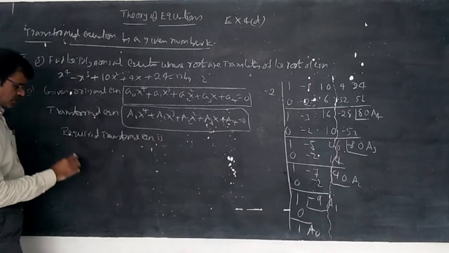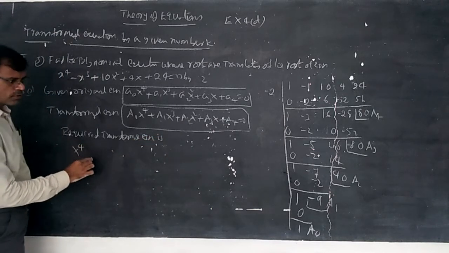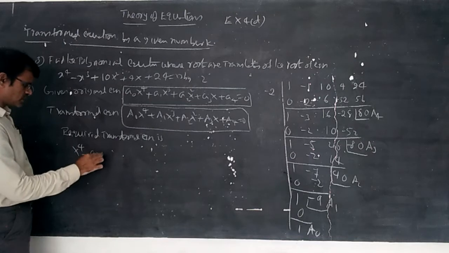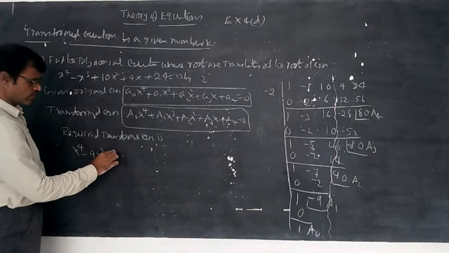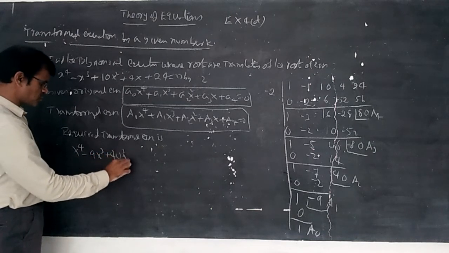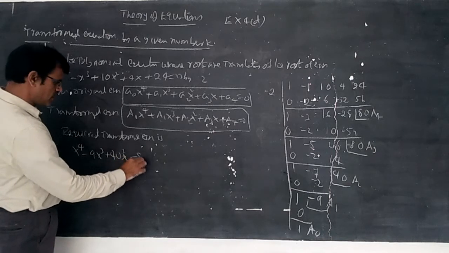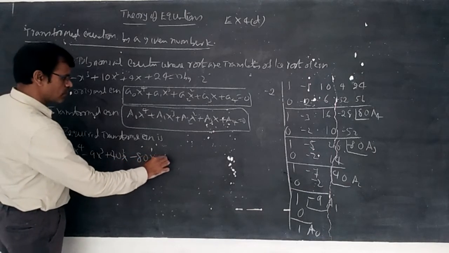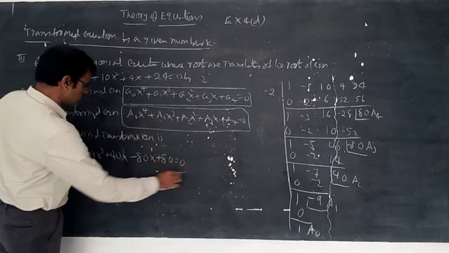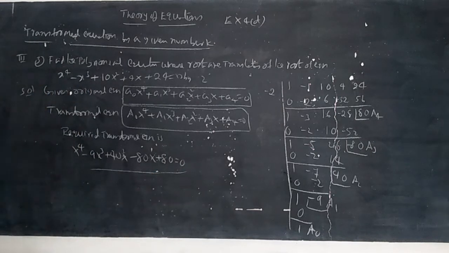The required transformed equation is x to the power 4 minus 9x cube plus 40x square minus 80x plus 80 equal to 0. Roman number 3, exercise 4D: x to the power 4 minus 9x cube plus 40x square minus 80x plus 80 equal to 0.